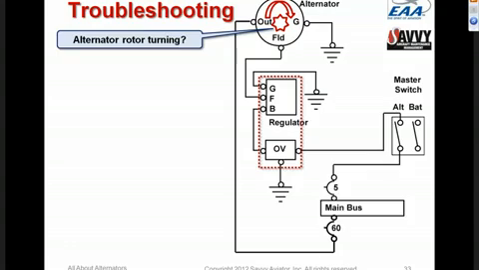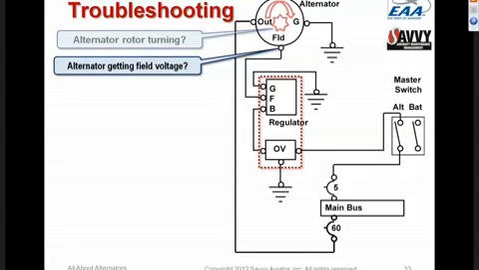Assuming that the rotor is turning, the next thing we want to do is get out a meter and make sure that the alternator is getting field voltage. If the alternator is turning and it is getting field voltage, and it's not putting anything out, then we're done. It's the alternator's fault. Now, we could troubleshoot further and figure out why the alternator isn't working. Maybe a diode's opened up. Maybe the rotor coil has a problem. Maybe the brushes or slip rings have a problem.